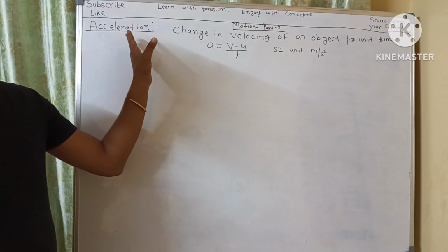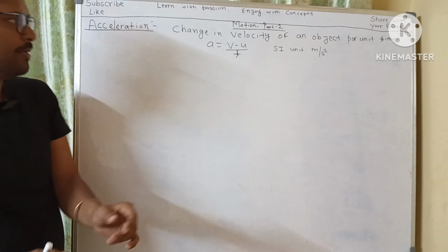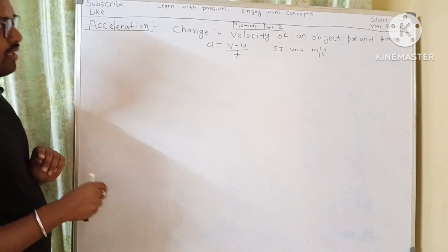The same concept applies in physics: acceleration is the change in velocity of an object per unit time. So acceleration equals (v minus u) by t. And what is the SI unit? Meter per second square, because the SI unit of velocity is meter per second and there is one more time here, so meter per second square. So this is acceleration.